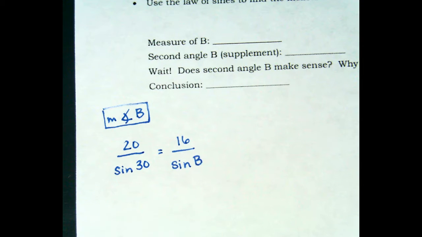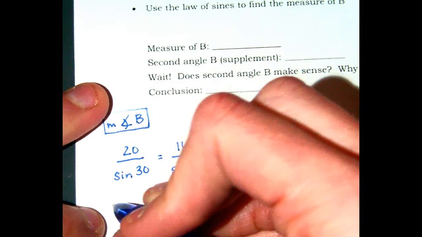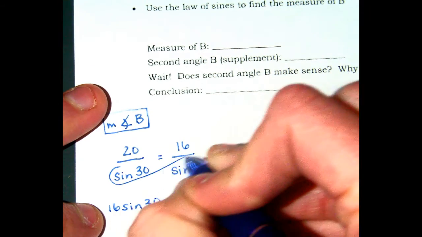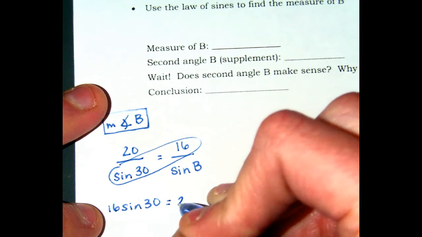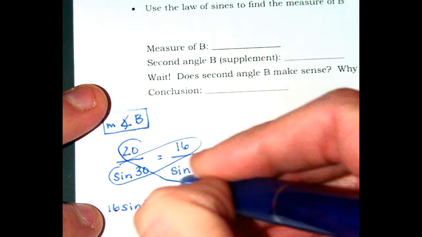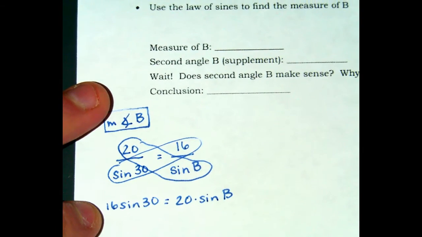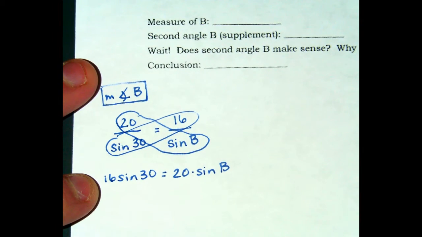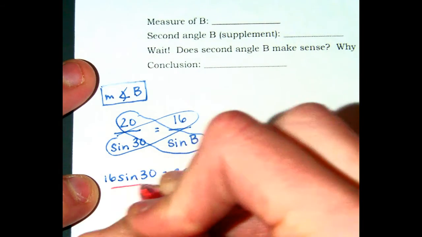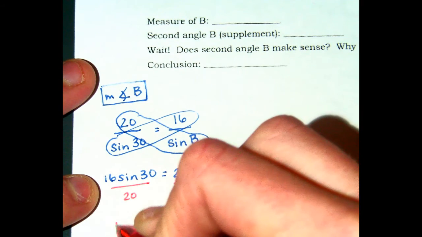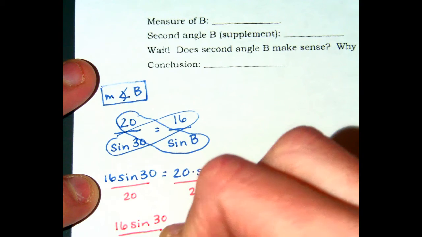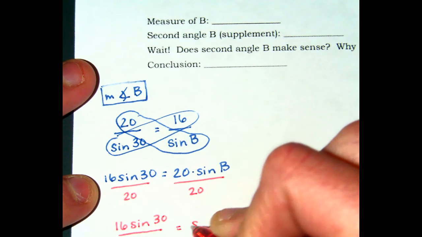We are still going to cross multiply. We're going to have 16 sine of 30 equals 20 times sine of B. Again, it's not different yet. How do I get everything away from sine of B? Divide by 20. So 16 sine 30 over 20 equals sine of B.